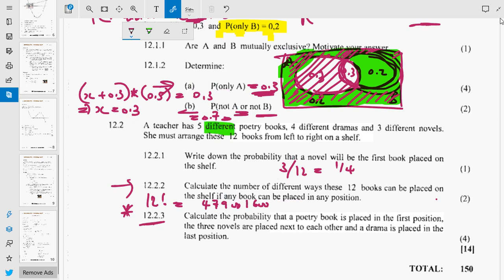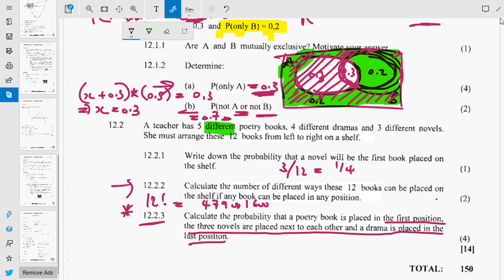Now they are saying calculate the probability that the poetry book is placed in the first position, the 3 novels are placed next to each other, and the drama is placed in the last position. Okay, now this question is tricky. If you are clever, then you will immediately see the permutation we are supposed to write here, but it is not obvious, unfortunately. So I'm gonna go in slow motion here.